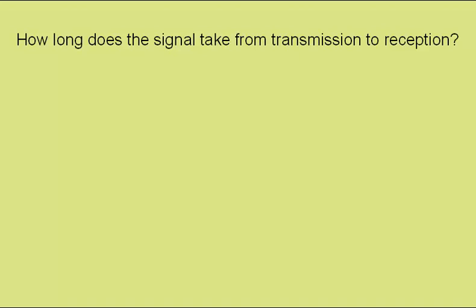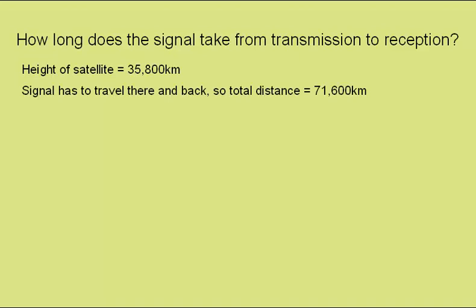The signal clearly has a long way to go, but how long does it take it to go from transmission to the satellite and back to be received on Earth? Well, the height of the satellite is 35,800 kilometers. The signal has to travel there and back a total distance of 71,600 kilometers. It's easier to write this as 71,600 times 10 to the 3 meters. Less chance of making an error when you enter it into your calculator.